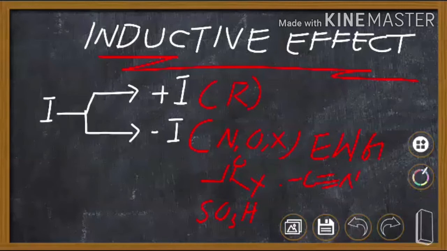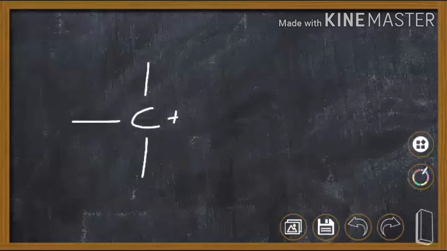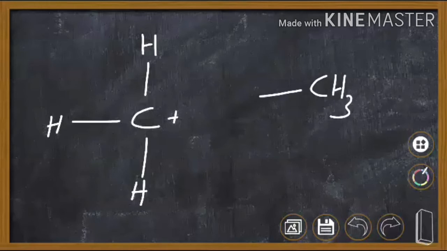So how is it happening? Let's check about that. Let's take an example. For example, CH3 functional group, having a positive charge, with hydrogen, hydrogen, hydrogen. At the same time I am taking another bond, that is the CH3F bond, simply CH3F bond.